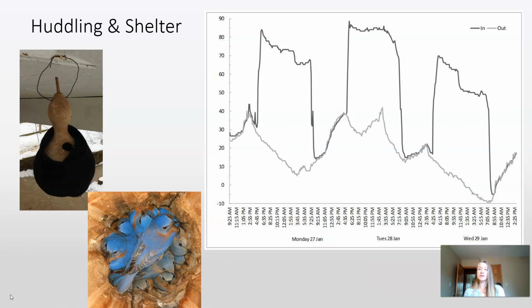So they can huddle together and roost. And this is a picture of some bluebirds. I leave my bluebird boxes up all winter long. I usually clean them out in the fall to remove some parasites and such. But then these boxes are still available, and multiple bluebirds will use the box.